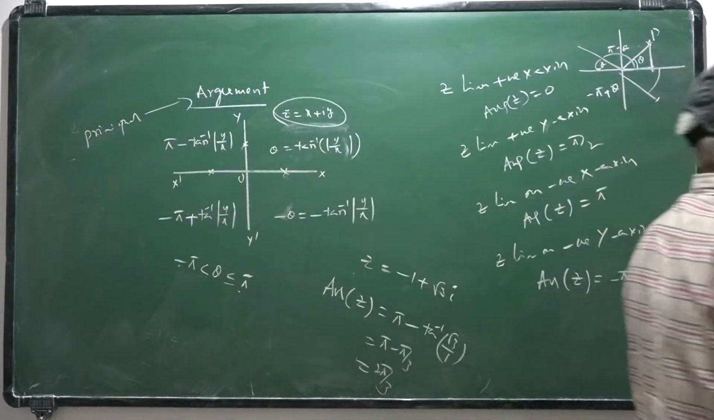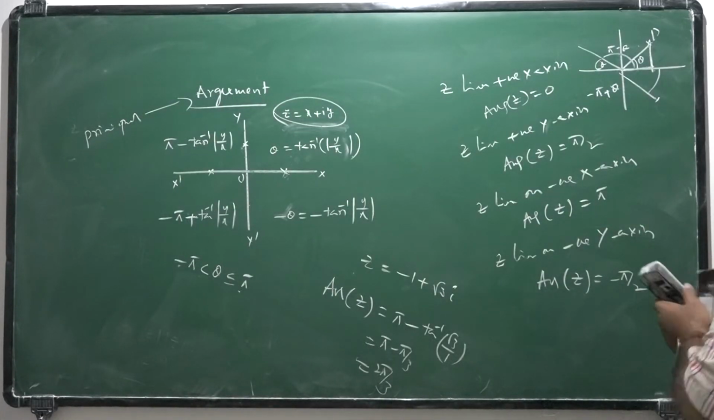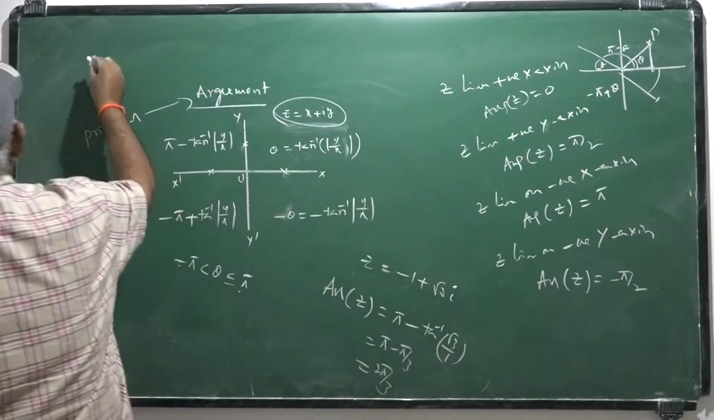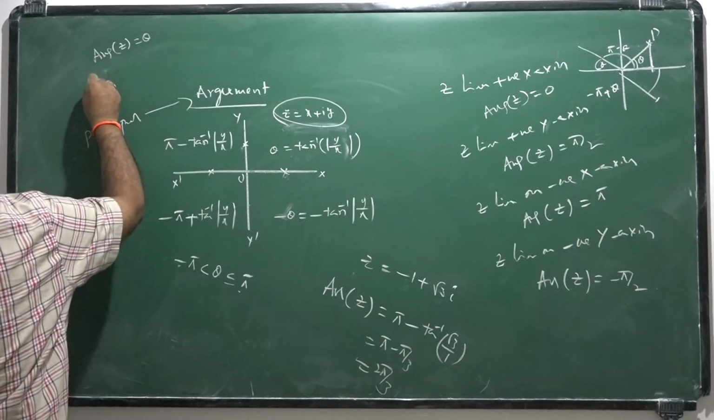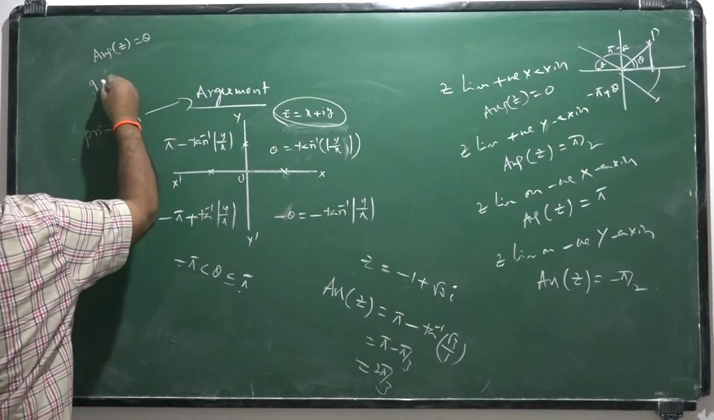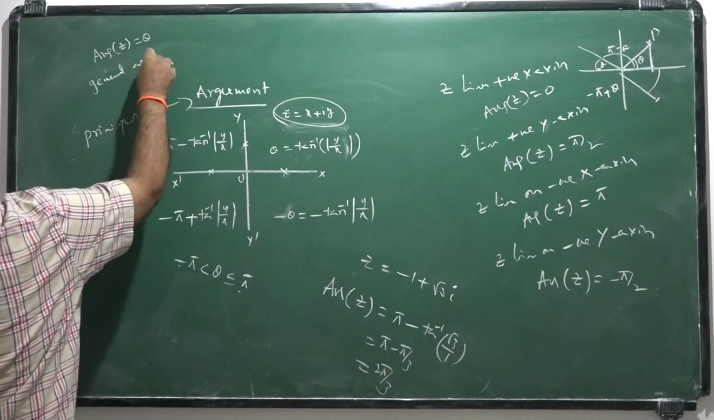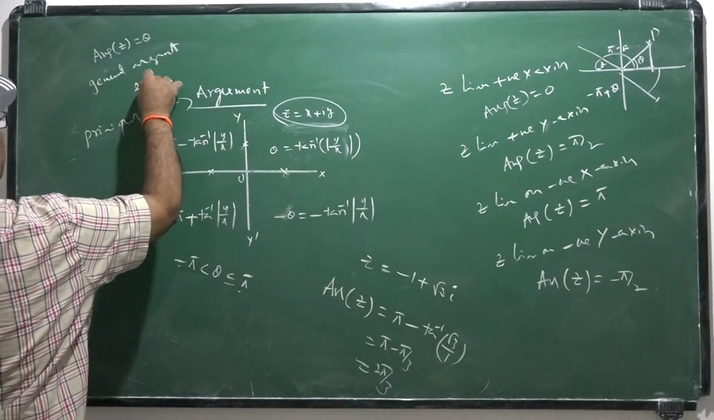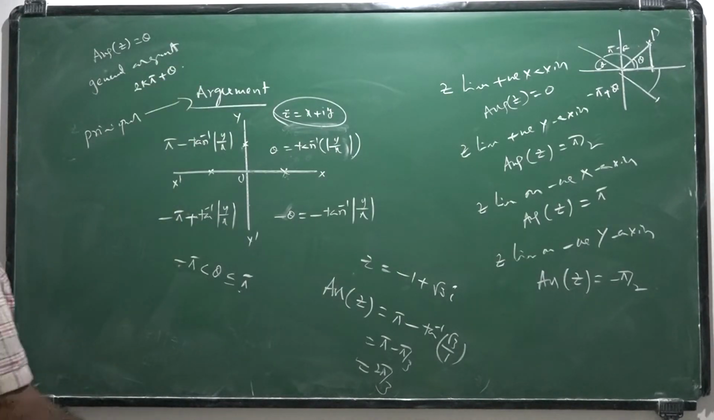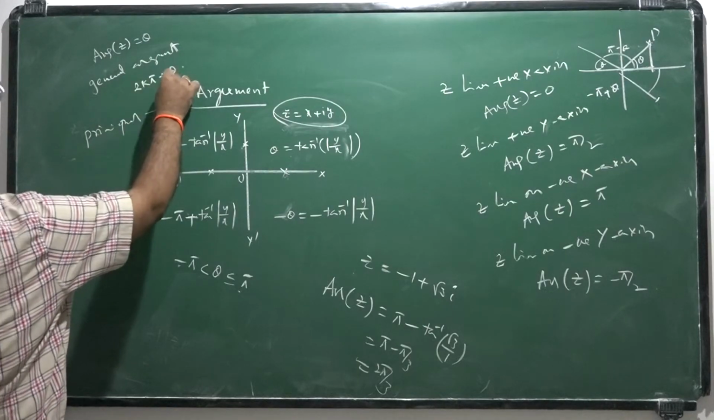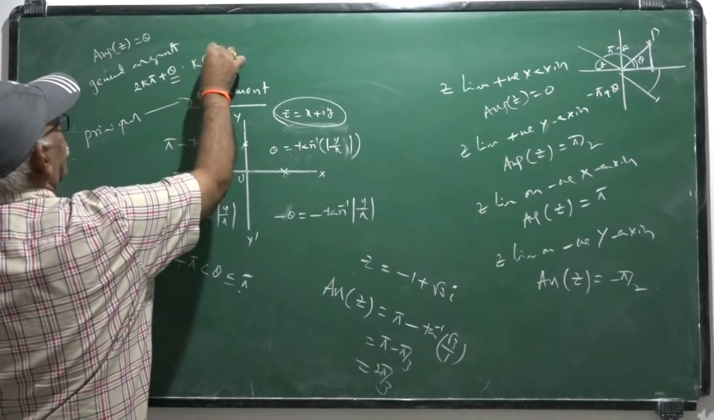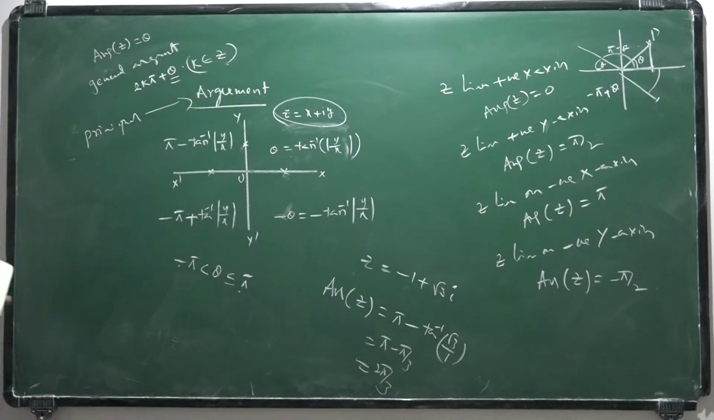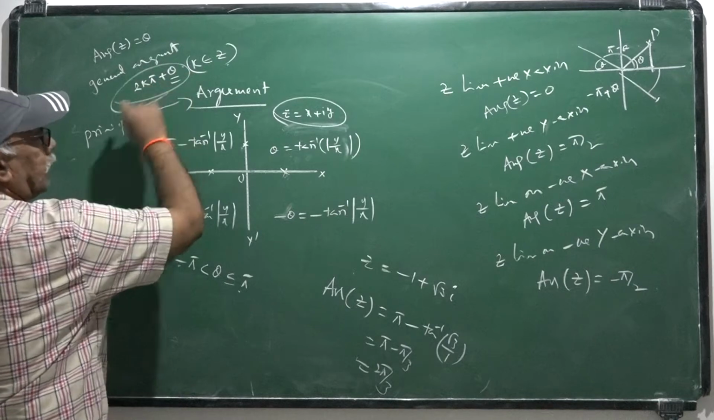The general argument is different. The general argument of the complex number is considered as 2k pi plus theta itself, where theta is the principal argument of z, and k belongs to the set of integers. This is the general argument.